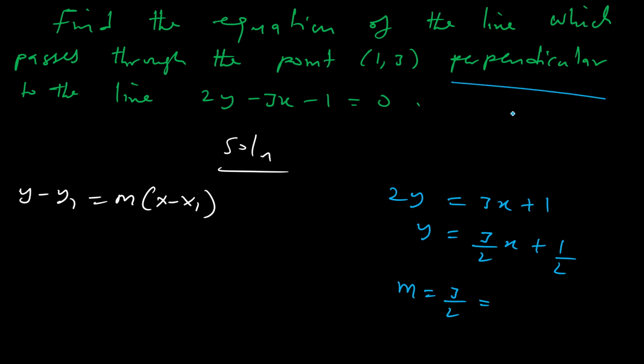So because of the perpendicular here, we take negative 1 over the gradient, which will be minus 2 on 3. So the difference between parallel and perpendicular is that with the perpendicular, we take the negative reciprocal of the gradient, but with the parallel, we don't do anything to the gradient. Okay.